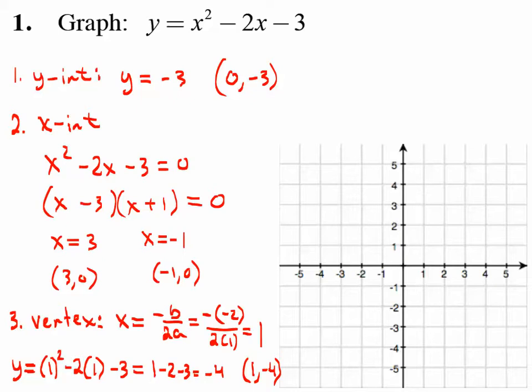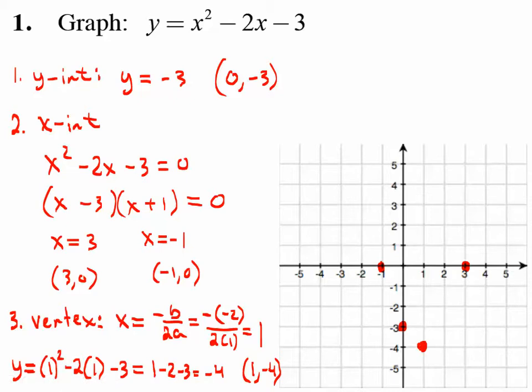I got everything I need. I got a parabola that shows me all the important points on here. So (0, -3), (3, 0), (-1, 0), and then my vertex is at (1, -4). And again, it should all make sense. You should be able to draw it into a parabola.